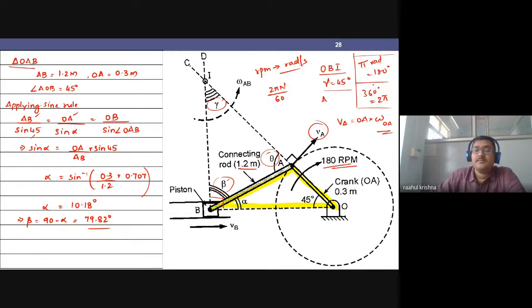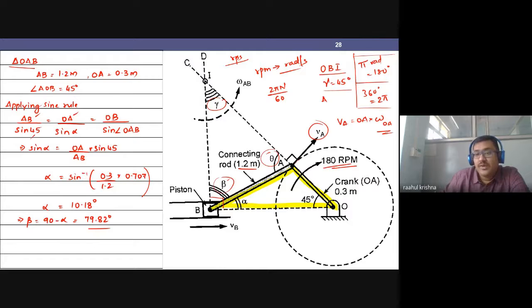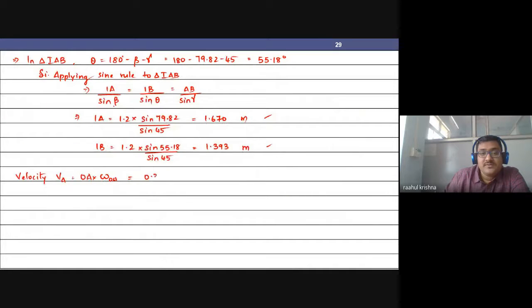To convert my revolutions per minute to radians per second, firstly I have to convert it into revolutions per second. So I am dividing it by 60, minutes to seconds. Then to convert revolutions to radians, I am multiplying by 2 pi. My length OA is given as 0.3, right? So 0.3 into 2 pi into 180 divided by 60. Can you quickly tell me the value of VA?